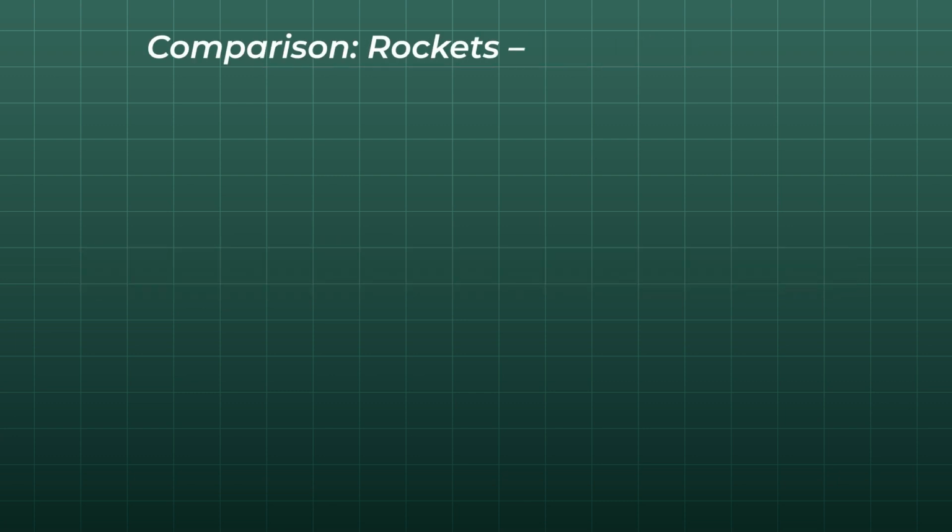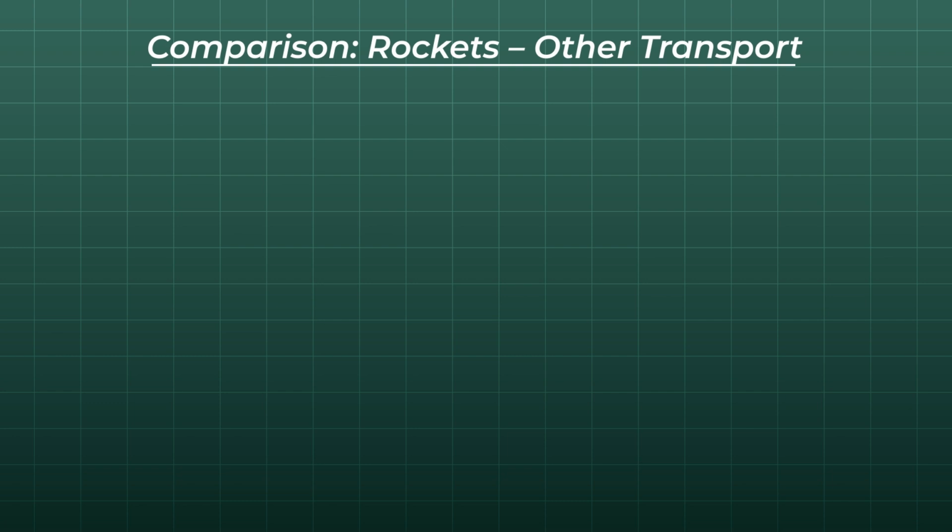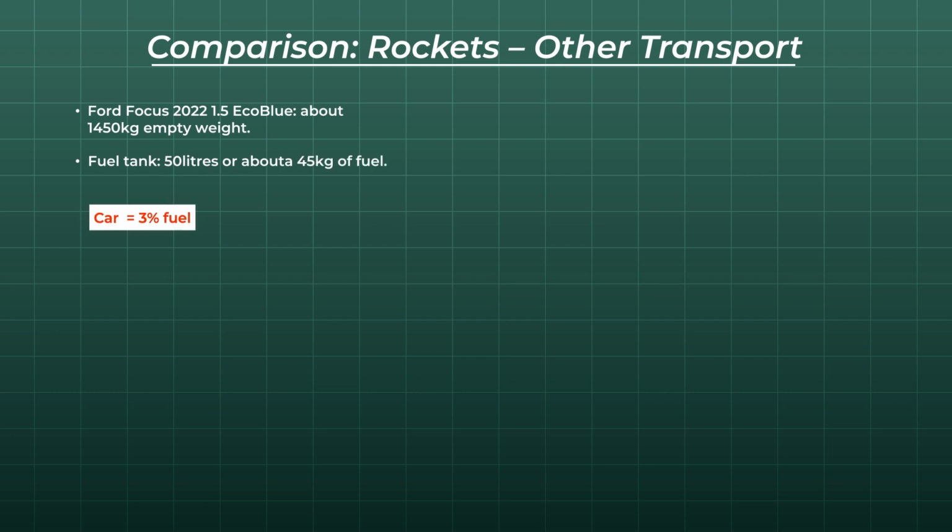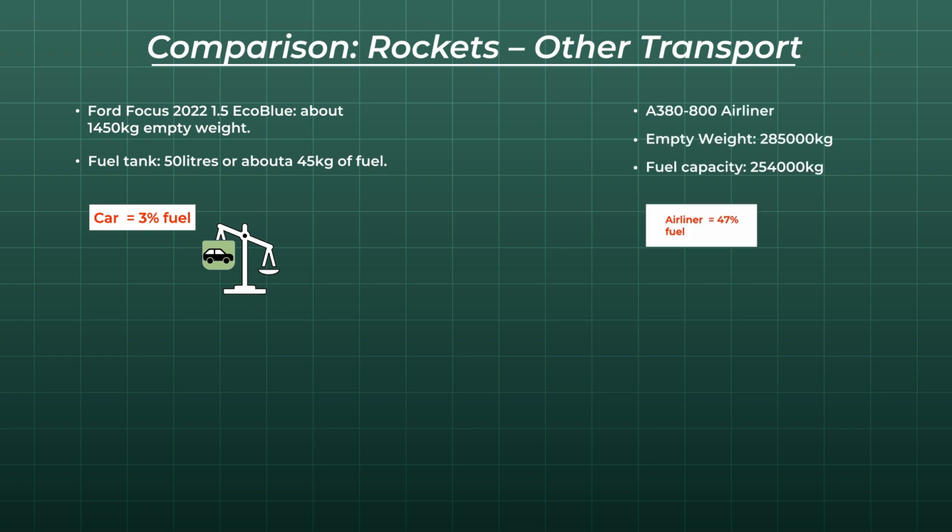So let's put that number in some perspective. A Ford Focus, a small family car, weighs about 1.5 tons and takes about 45 kilograms of petrol. So that's about 3% of its mass as fuel. Not much really. In contrast, a passenger aircraft such as an Airbus, the big A380, might carry almost 47% of its 450 tons of gross weight as fuel for a journey across the world.